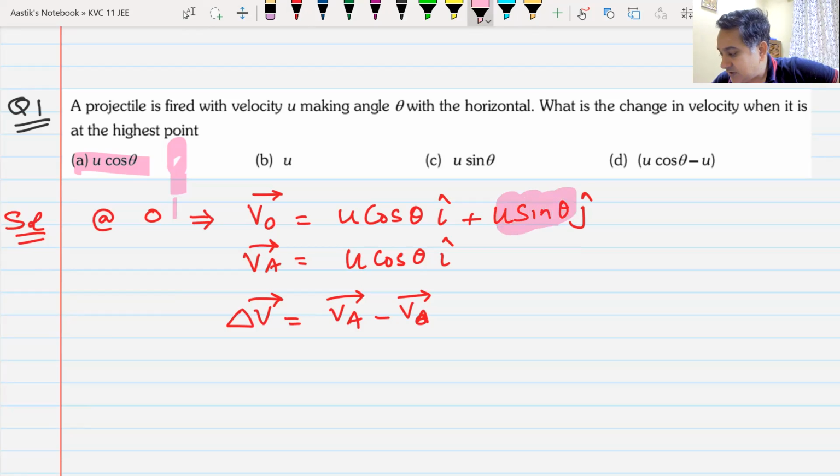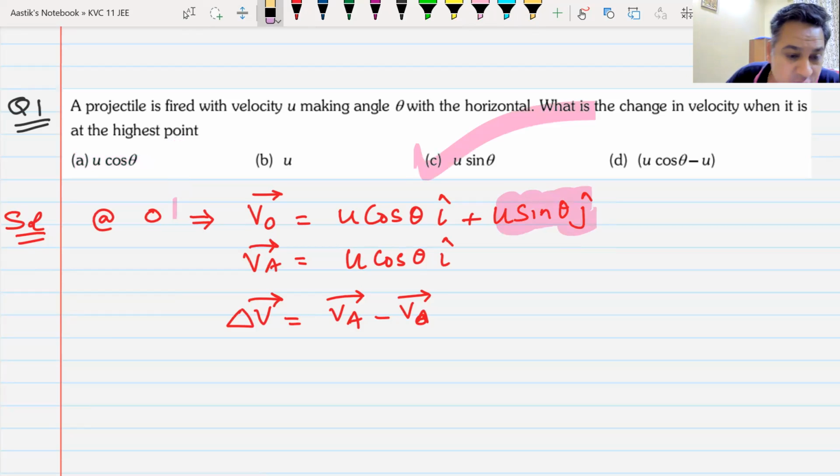That is the change in velocity, my dear friend, and therefore the answer is u sin theta. I hope I am making sense with the argument that I am presenting. Please be careful. You are going to see one of these questions come in the exam. And I really hope that you are able to crack it.